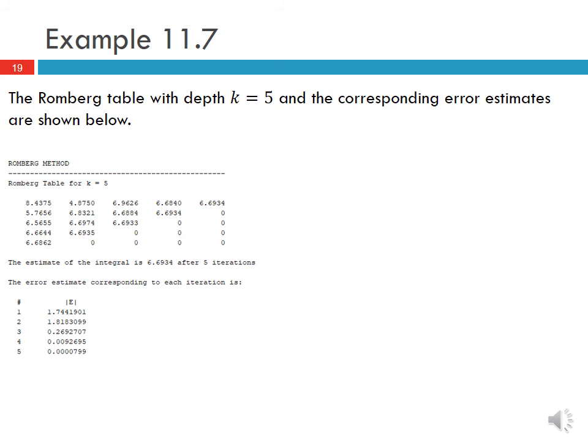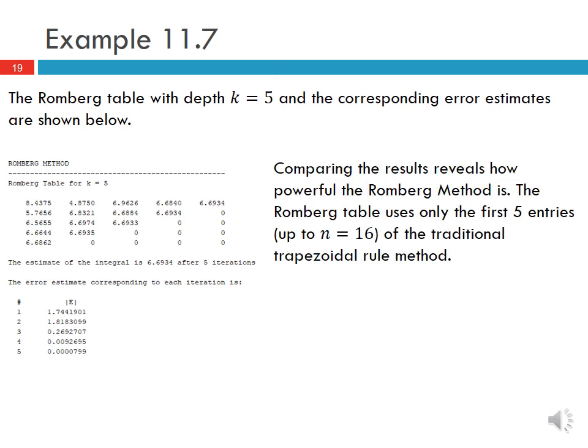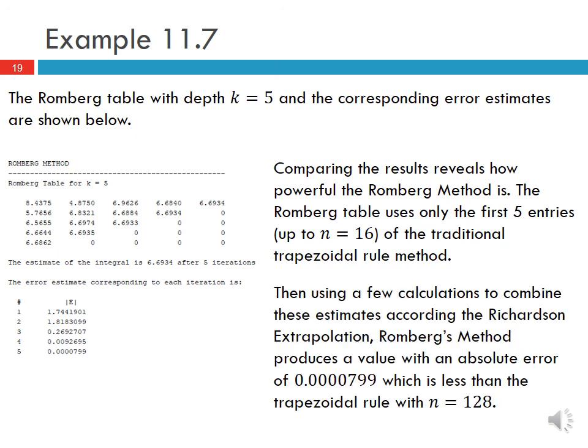And this shows the Romberg table with a depth of 5 as well as the corresponding error estimates. So you can compare the results and see how powerful the Romberg method is. The Romberg table uses only the first 5 entries, so up to n equals 16 of the traditional trapezoidal rule method, and then just uses a few calculations to combine these estimates according to the Richardson extrapolation.